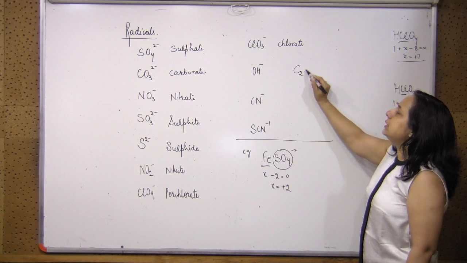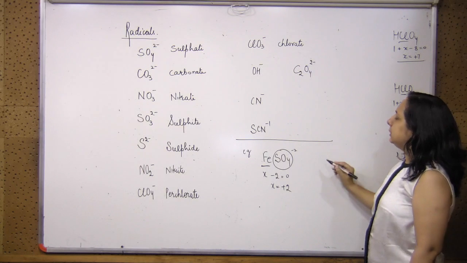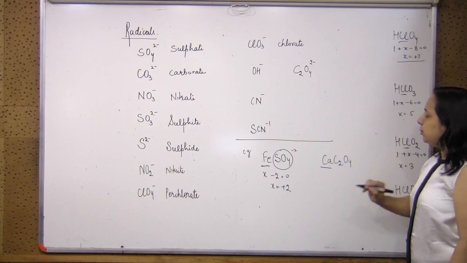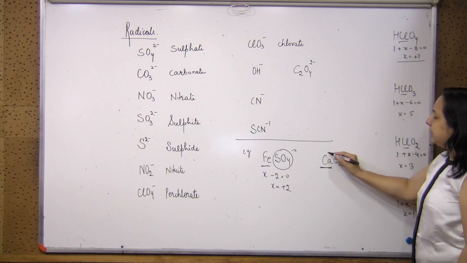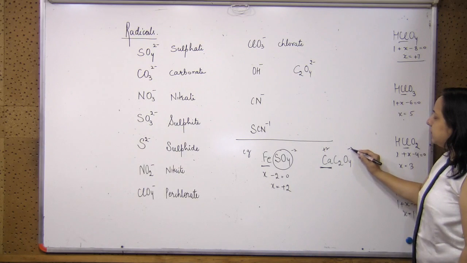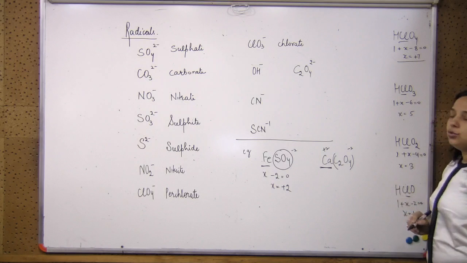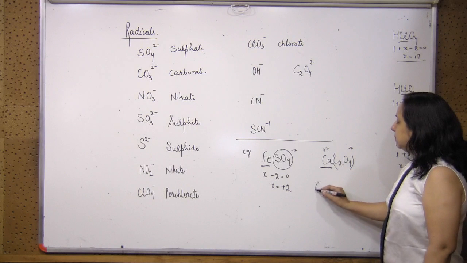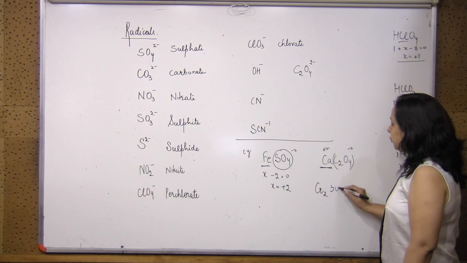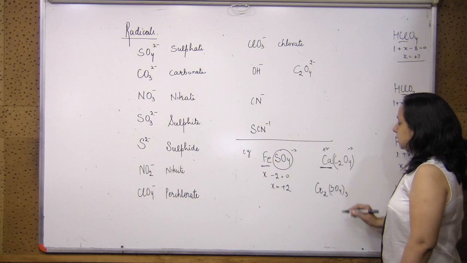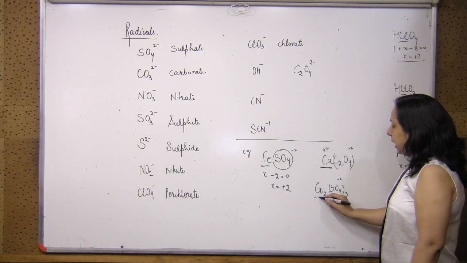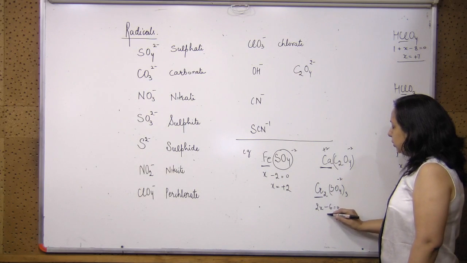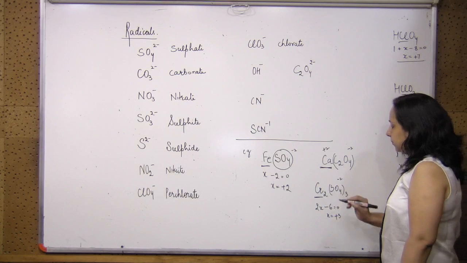In the same way we have the anion oxalate, C2O4 2 negative. If I write CaC2O4 and calcium is to be calculated, we must know that calcium is plus 2 and this oxalate is minus 2. C2O4 2 negative, oxalate is minus 2. If it is written Cr2(SO4)3, it means sulfate is minus 2 and you want to calculate chromium. It is 2x minus 6 is 0. X comes out to be plus 3.